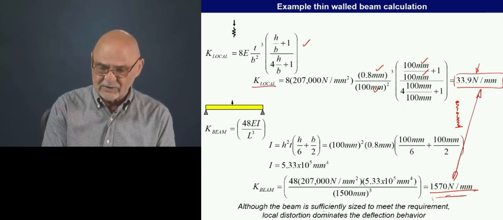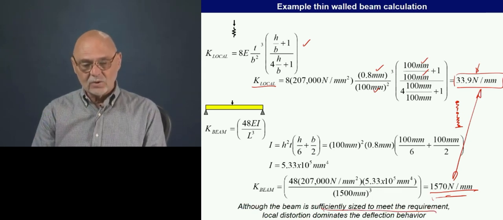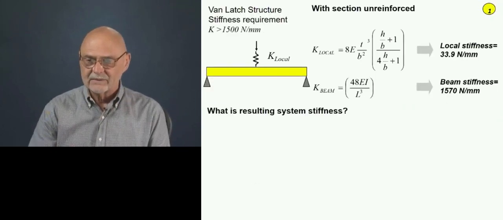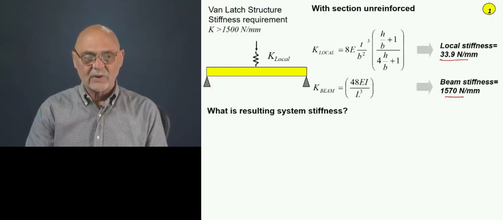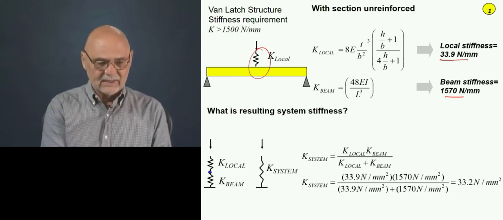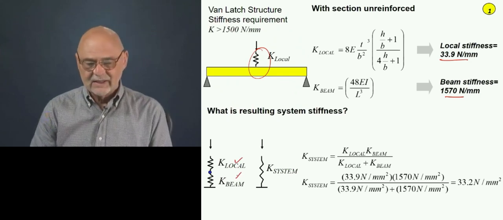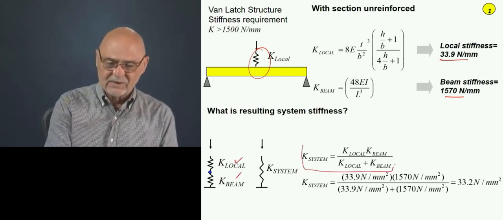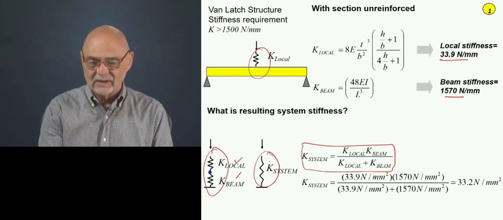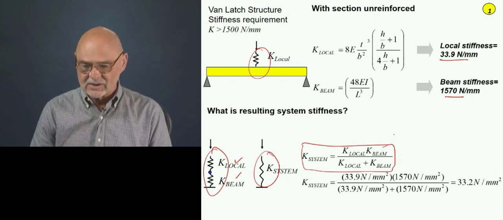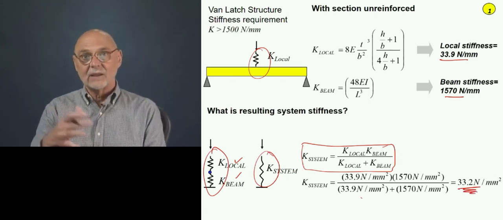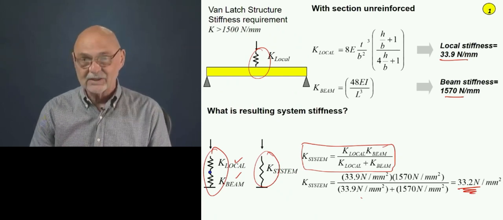Okay. So although the beam is sufficiently sized to meet the requirement, the local distortion dominates the deflection behavior. So we have these two values, and we can actually calculate the system stiffness. It's two beams or two springs in series. If you remember from basic physics, whenever we have this condition, the equivalent single spring is equal to the product divided by the sum. When we put these into this equation, we get the value that would have been measured if we had tested this.